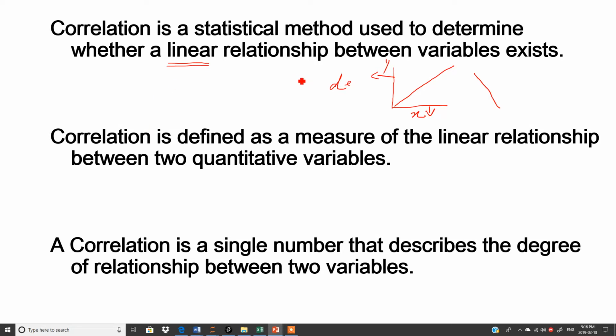Here you have to find out whether or not there is a linear relationship between two variables. Or you can say correlation is defined as a measure of linear relationship between two quantitative variables. Or you can say correlation is a single number that describes the degree of relationship between two variables. Simply, you can say that correlation shows the linear relationship between two variables.